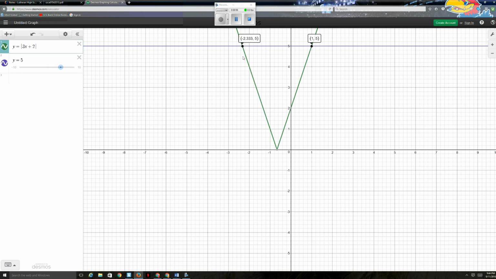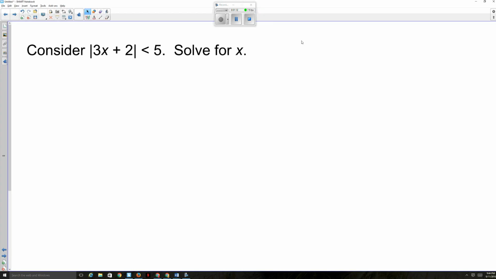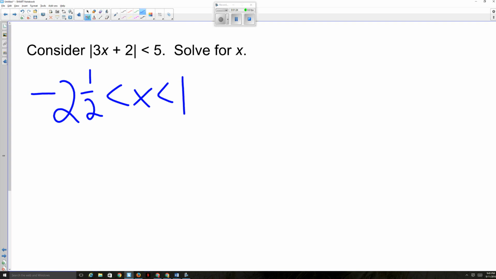Okay, and where is the absolute value less than 5? Well, hopefully it makes sense. It's right here. It's this region right here. And you can see from the graph, it's between -2 1/3 and 1. Okay, so we know that our answer here is that x has to be between -2 1/3 and 1. Well, how are we going to do that without looking at the graphing calculator?